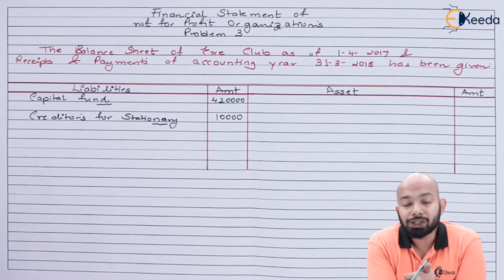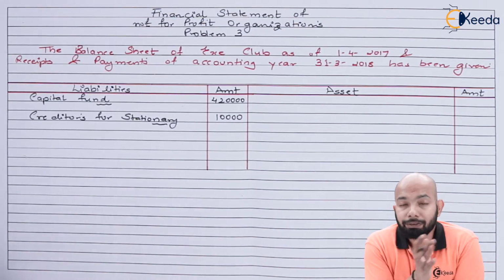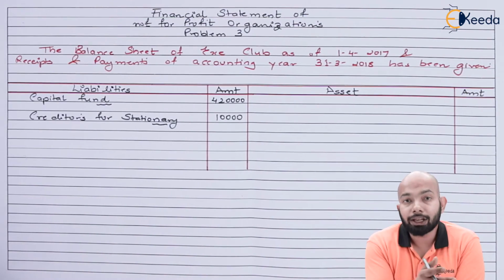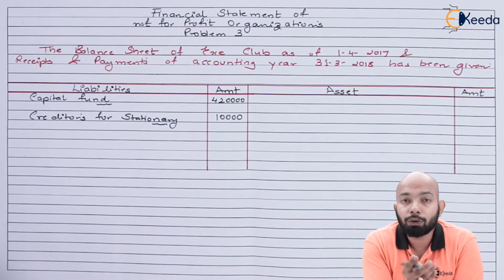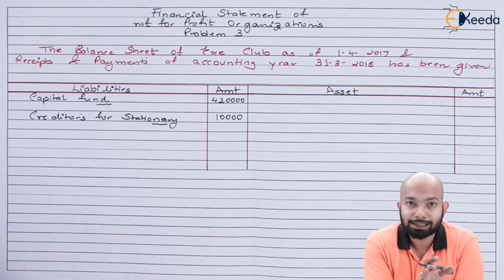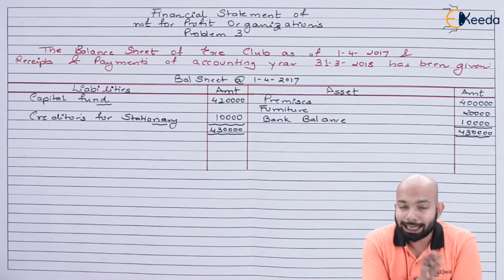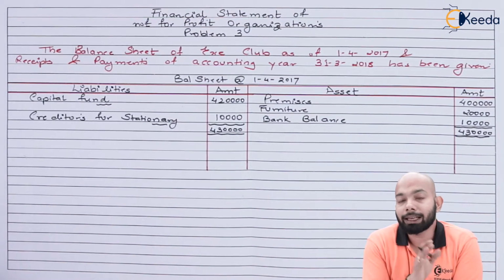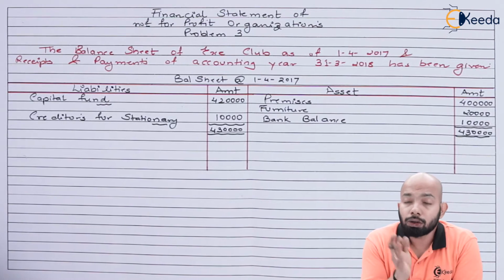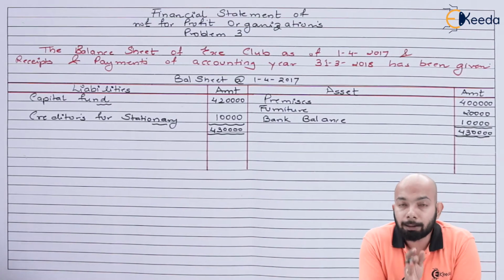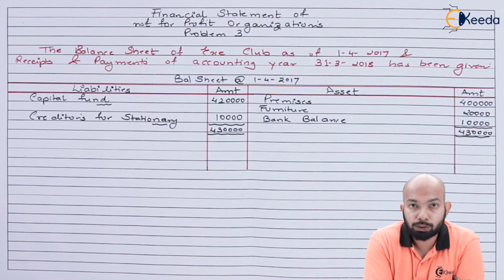Why this illustration is different from the previous one is because in the previous illustration you had to prepare the balance sheet as a working note. Here you have already been given all these details. So we have premises on the asset side, and furniture and bank balance have been mentioned here. The total of assets and liabilities comes to 4,30,000.